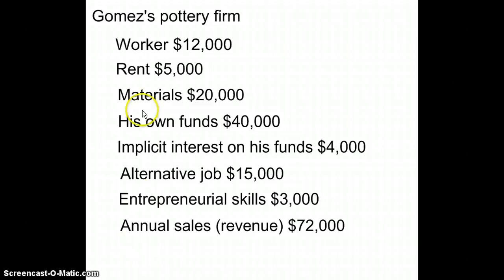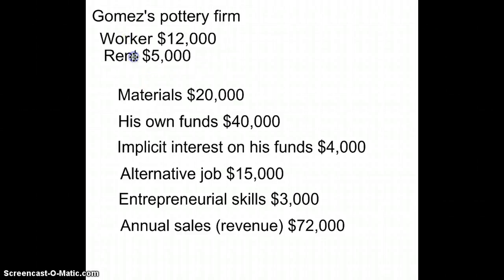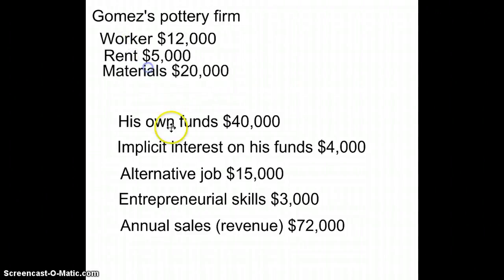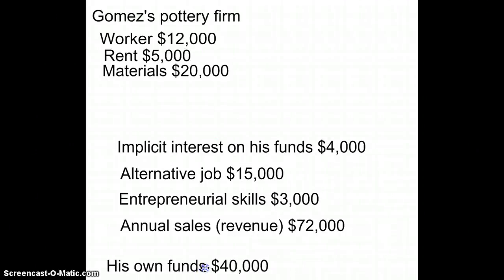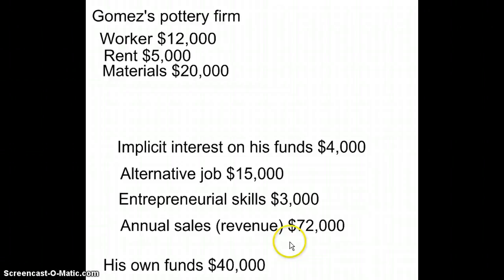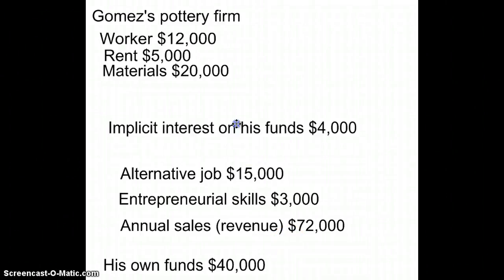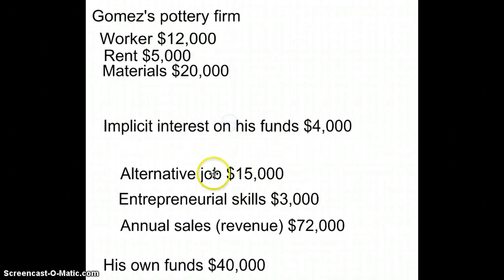The explicit costs are the worker that he has to hire, the rent he has to pay, and the materials cost. The implicit costs are going to include the implicit interest on his funds, not the funds themselves, because the money that he has invested, he is expecting to get that money back. The only question in terms of implicit costs is how much interest he could have earned investing his funds in alternative use. So this would be an implicit cost.